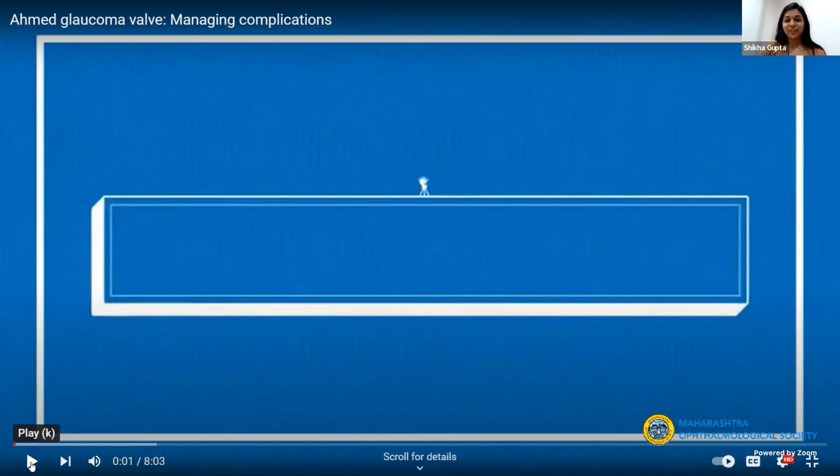Thank you, Dr. Vardhaman, for the kind introduction, and I thank the Maharashtra Ophthalmic Society at the outset for inviting me here. I'm showing a bouquet of complications with AGV and how to manage them.